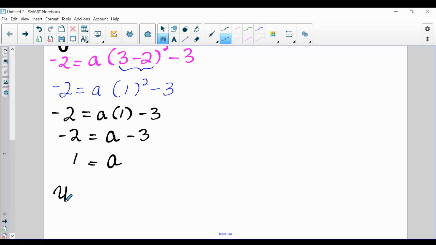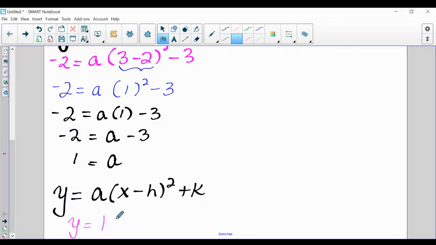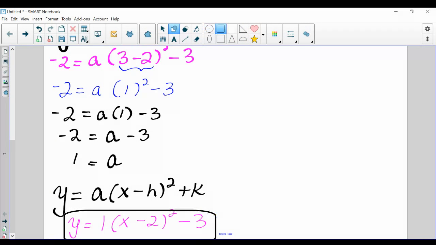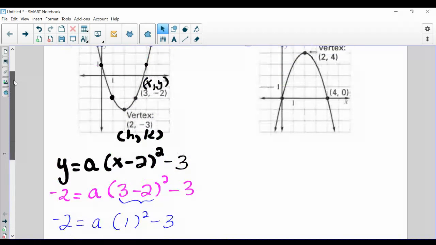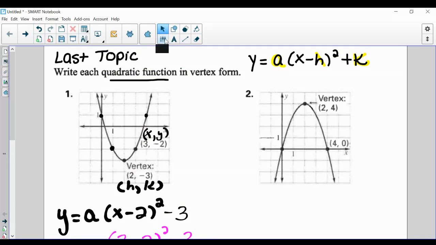Now we can go back and write our final equation in vertex form, (x minus h) squared plus k. We have our a value. Our a is 1, so we'll plug in 1. Our h, we'll plug that in. We had a minus 2 squared, and we had minus 3. I'm going to go ahead and box this final answer here. This is the equation for the parabola that passes through the point (3, negative 2) and has a vertex of (2, negative 3).